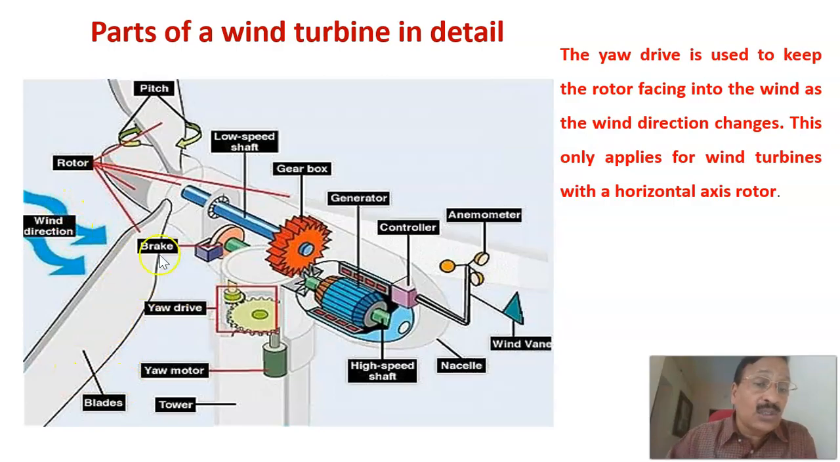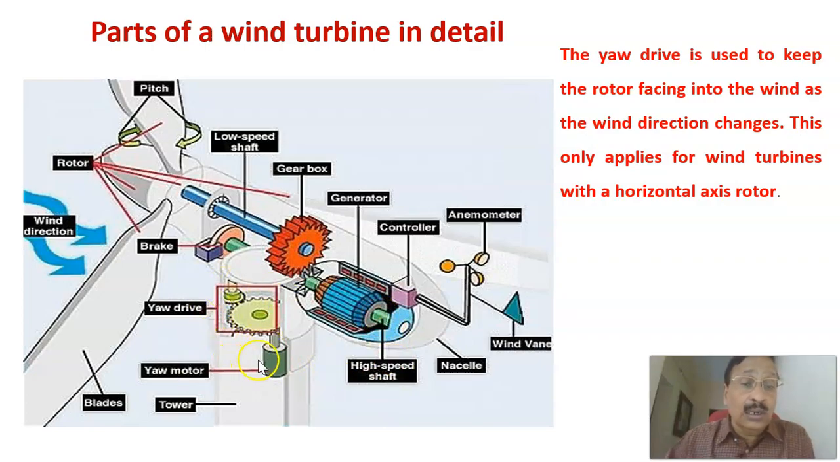And among the different parts, of course, there is pitch control, the rotor is there, and the wind direction comes here. Low speed shaft is there. There's a gearing mechanism that changes the low speed into high speed, and that is connected to the generator, and there is generator control. Of course, the anemometer senses the wind speed, and here the nacelle and high speed shaft. The speed is increased by this gearing mechanism.